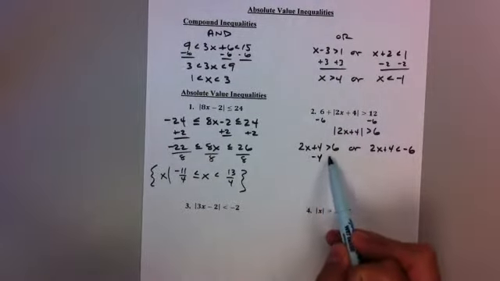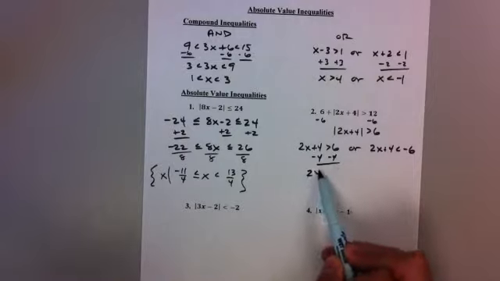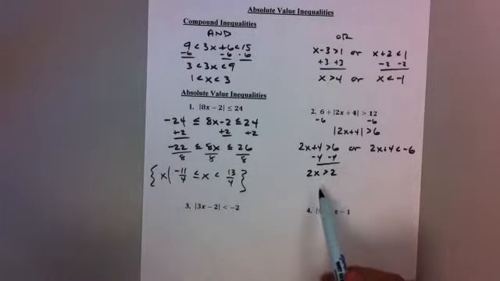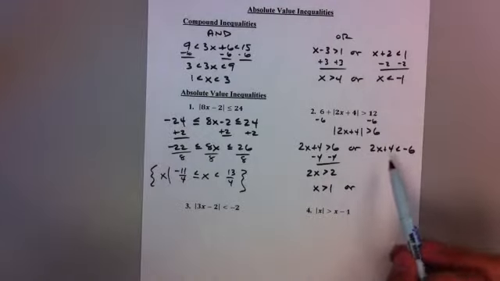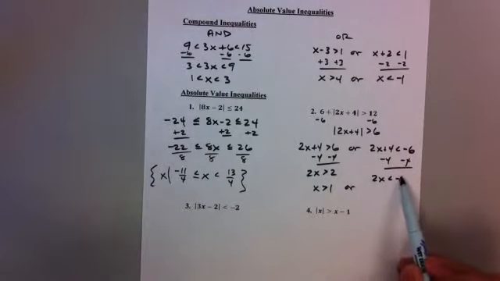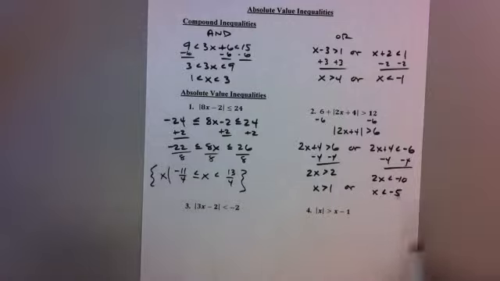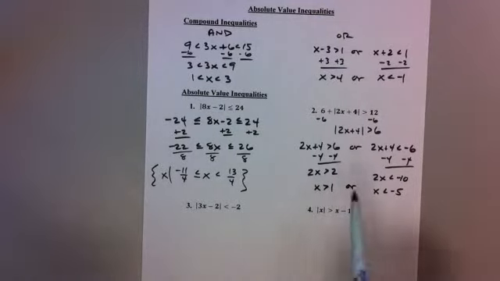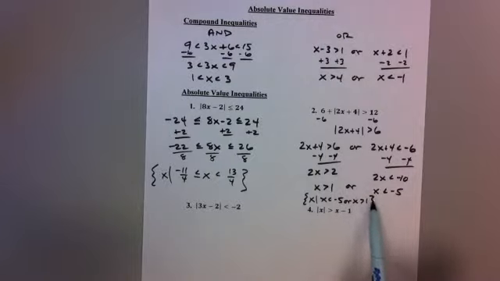I'm going to subtract 4. 2x is greater than 2. Divide by 2, x is greater than 1. Or, subtract 4, 2x is less than negative 10. Divide by 2, x is less than negative 5. So if I were to write it as a solution set, all values of x such that, I'm going to put the negative one on the left, x is less than negative 5, or x is greater than 1.